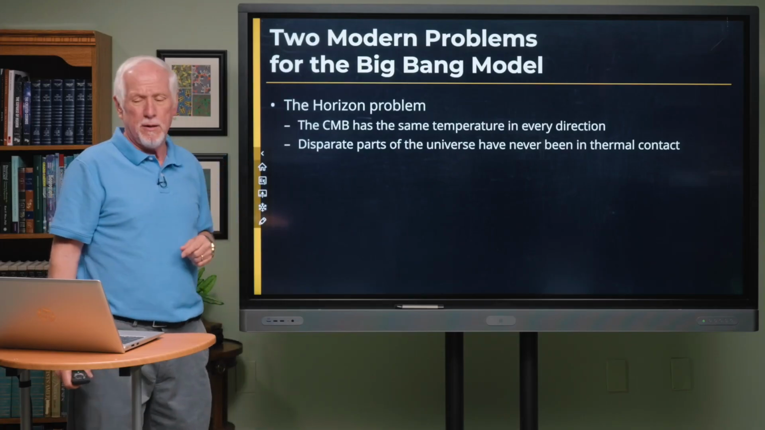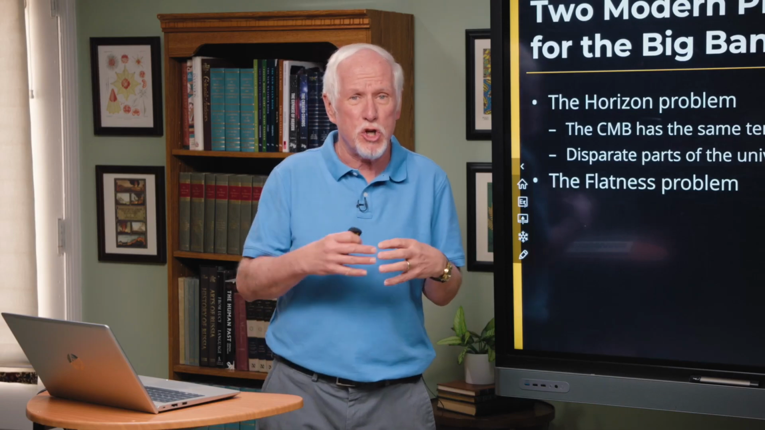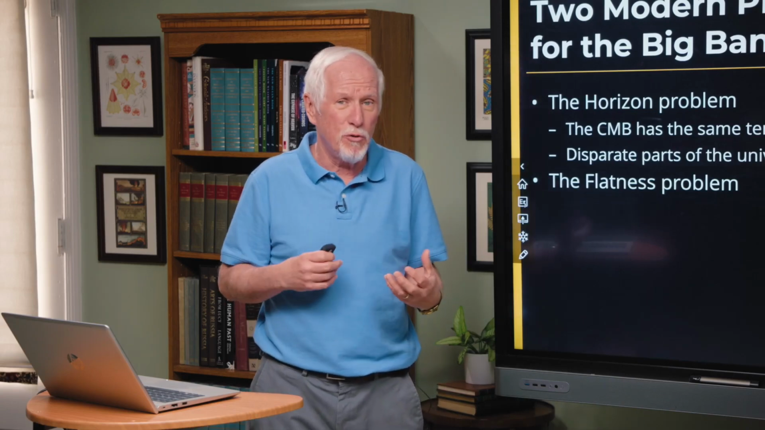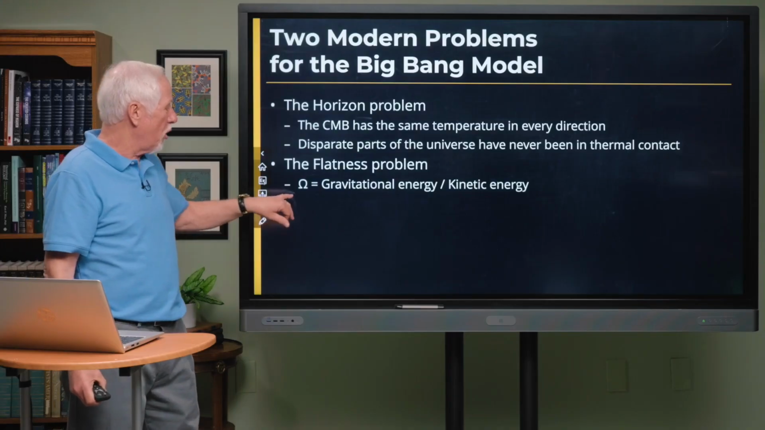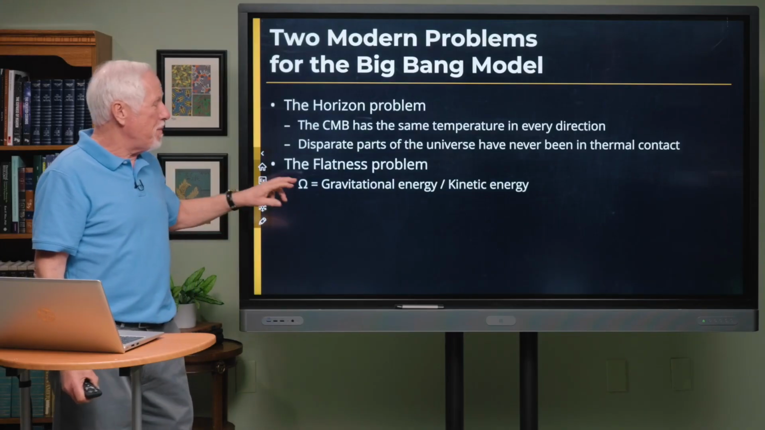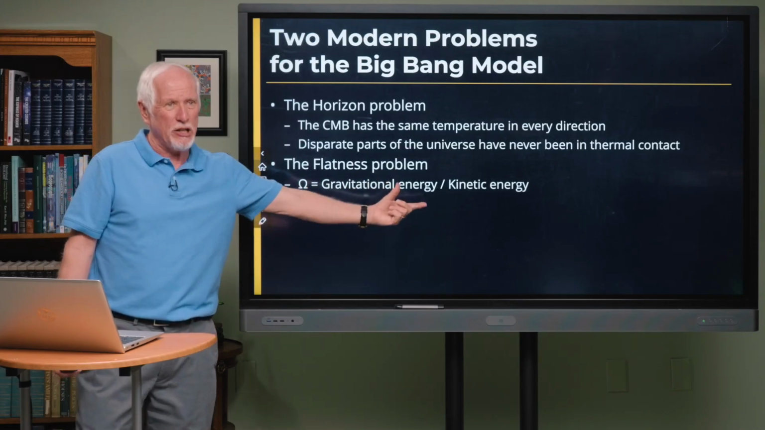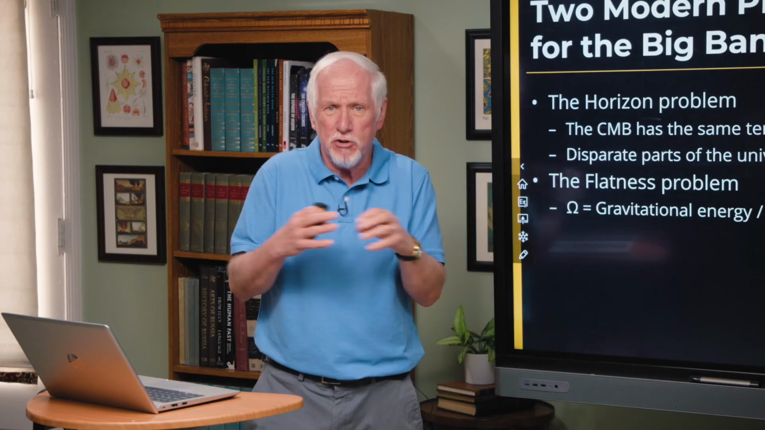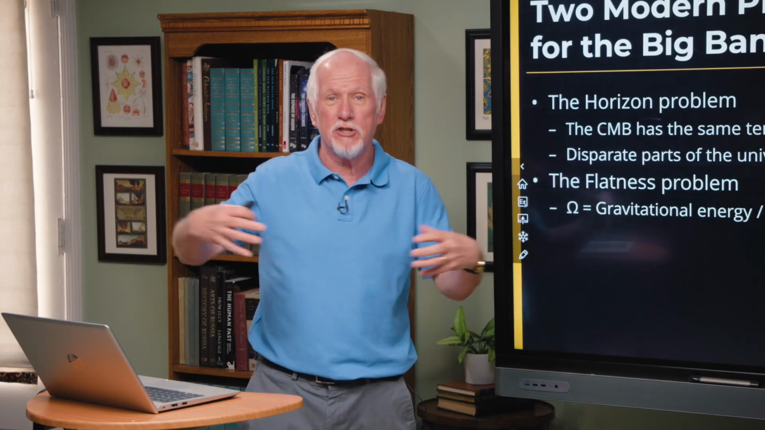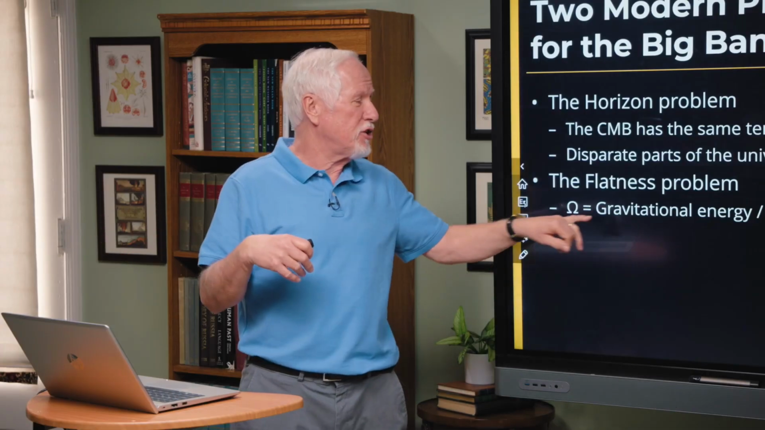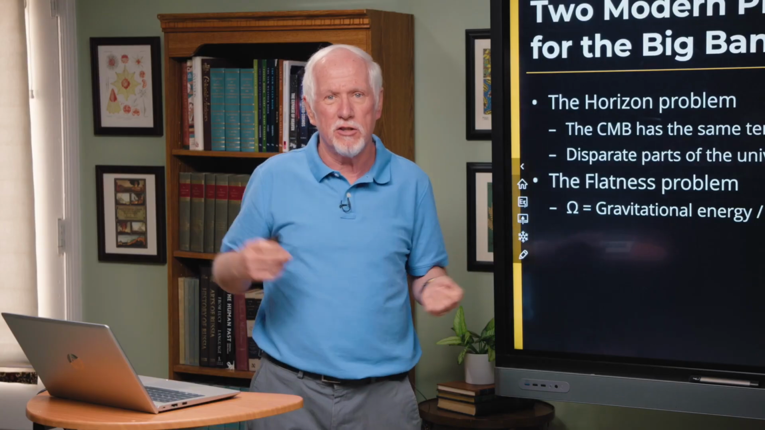But there's also the flatness problem. What is the flatness problem? Well, it has to do with the geometry of the universe, but you can express it several different ways. The one way I like to do it is to talk about this parameter we call omega. And omega is the ratio of the gravitational potential energy of the universe to its kinetic energy. Kinetic energy is energy of motion. Galaxies moving through space have energy, so they have kinetic energy. But gravitational potential energy is due to the gravitational effects of all things in the universe.